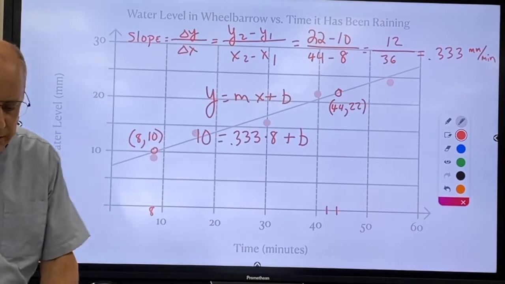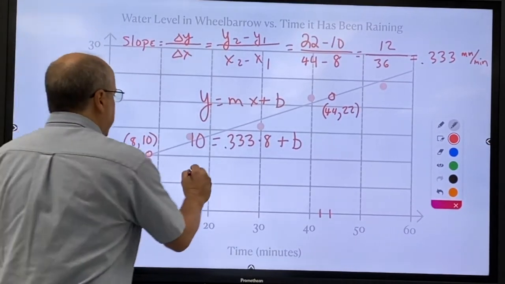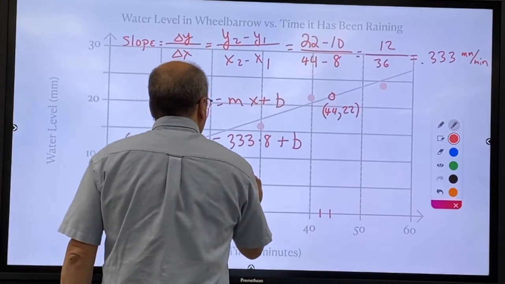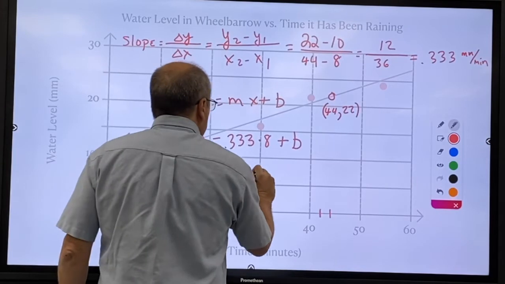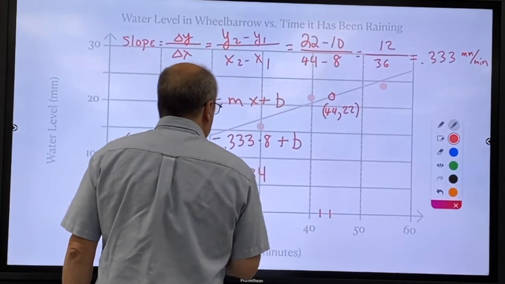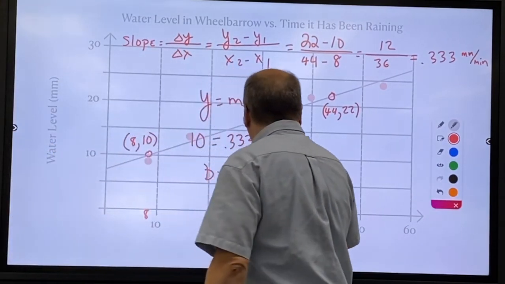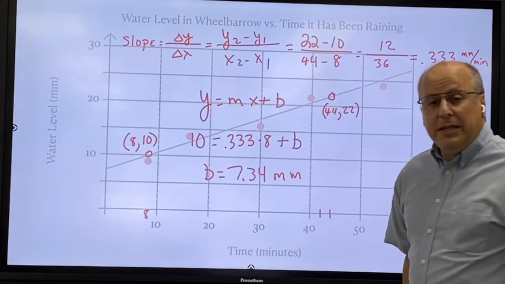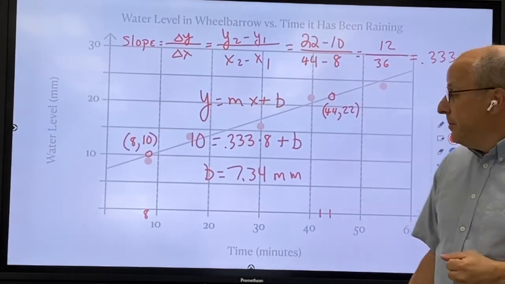So again, use your calculator, and I get around 7.34. Okay, what is that? It's b, it's my y-intercept, so that would be millimeters. That would be the amount of water that was in the wheelbarrow before it started to rain.